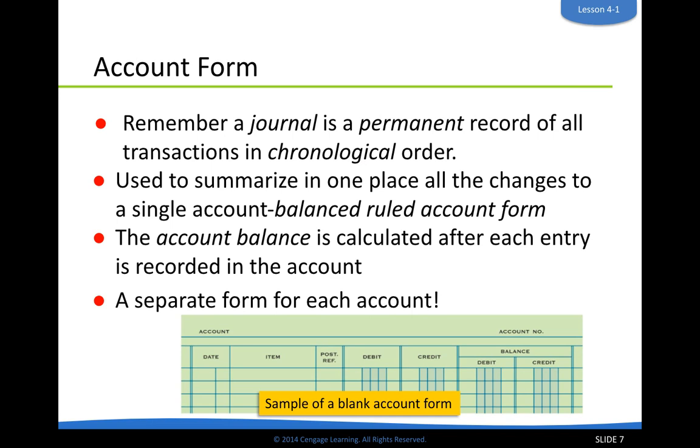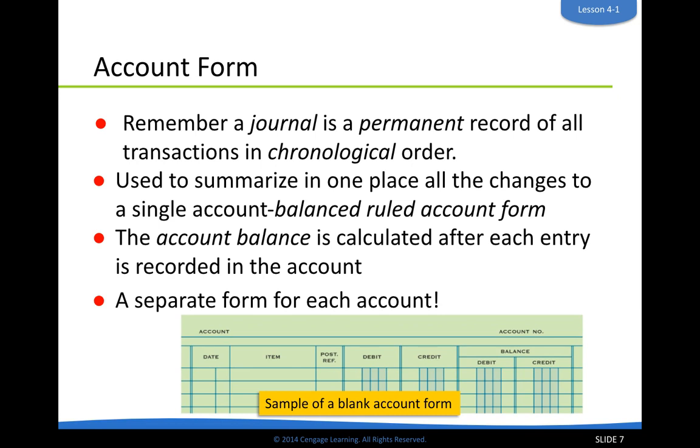So we're going to be looking at an account form. It's a new form, a new document that we're going to be completing. We've looked at journals. We've looked at charts of accounts. Now we're going to be looking at an account form. Just a couple things to remember: a journal is a permanent record of all the transactions in chronological order. So that's great. That's where we record transactions when they happen, and it's in order by date.